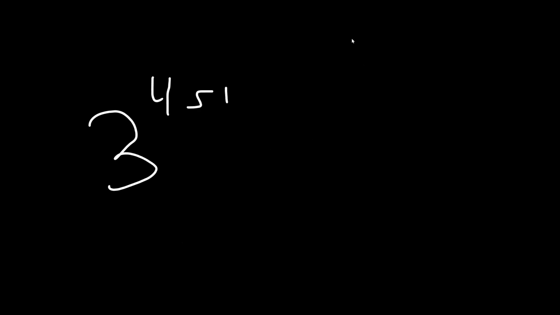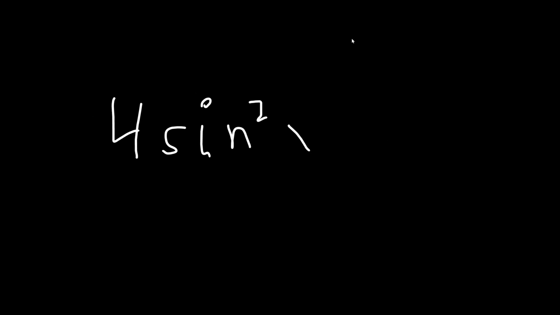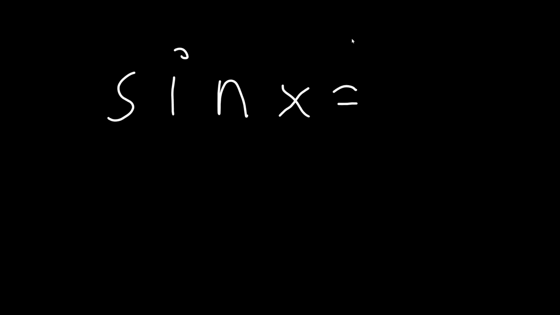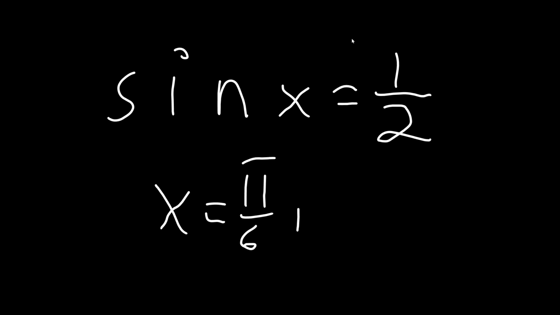So we'll have 3 to the 4th sine squared x is equal to 3 to the 1st. So set the exponents equal. That means 4 sine squared x is equal to just positive 1. Divide by 4. So sine squared x is equal to 1/4. Take square roots. So sine of x is equal to 1/2. Taking only again the positive one because we are in the 0 to pi range, and there the sine is positive. So that means x is either now pi over 6 or it's 5 pi over 6.